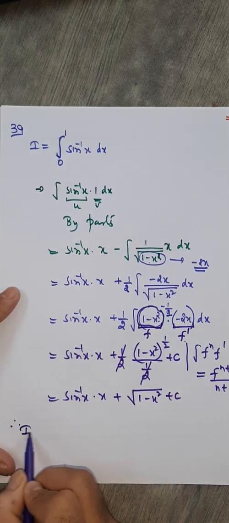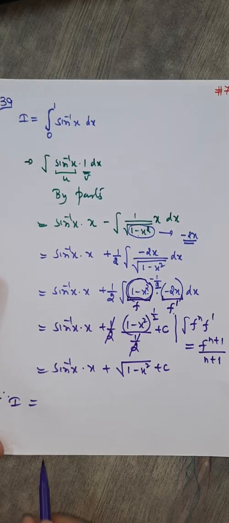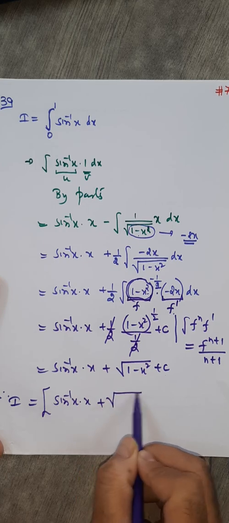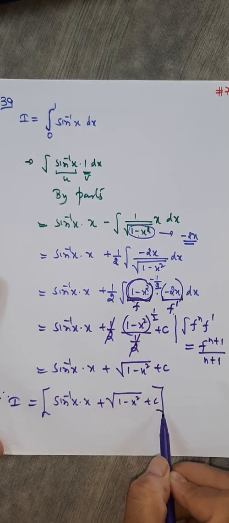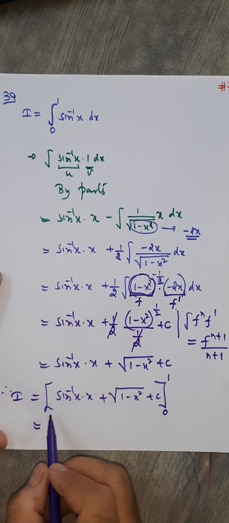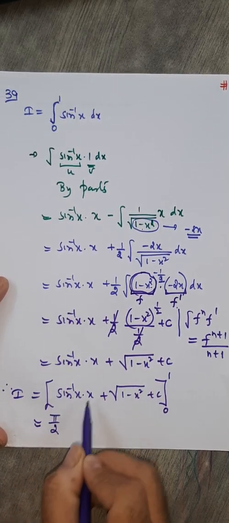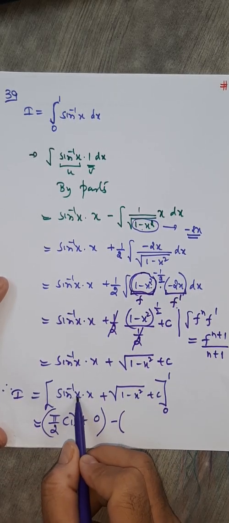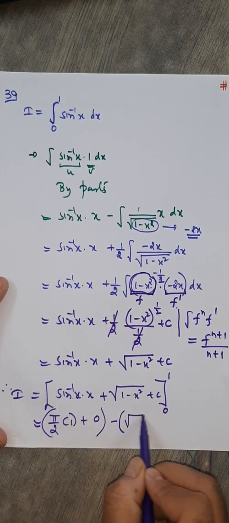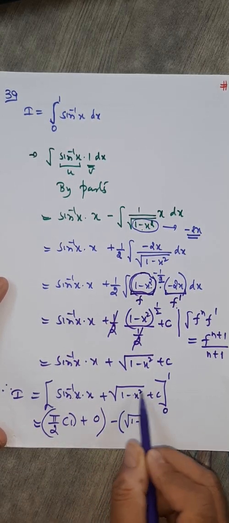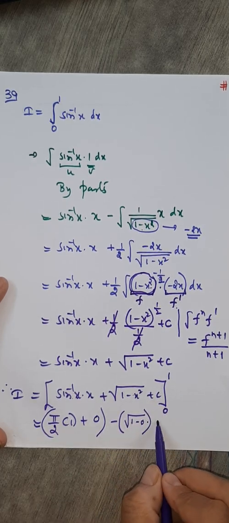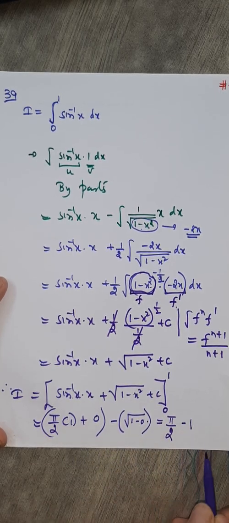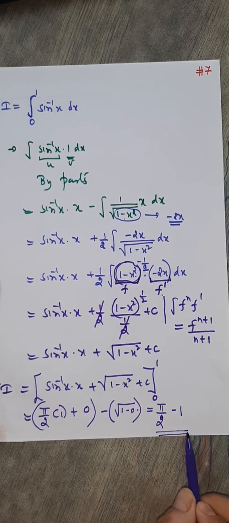And therefore I equals, I means now the definite integral. So apply the limits here. Sine inverse x into x plus root of 1 minus x square plus c. Limits are from 0 to 1. First put the upper limit. 1 sine inverse 1 is pi by 2. Put 1 here. Minus sine inverse 0, which is 0. Here this is just root 1 minus 0. And that c will get cancelled, so that's not important. So you are getting finally pi by 2 minus 1. That's the required integral, right?